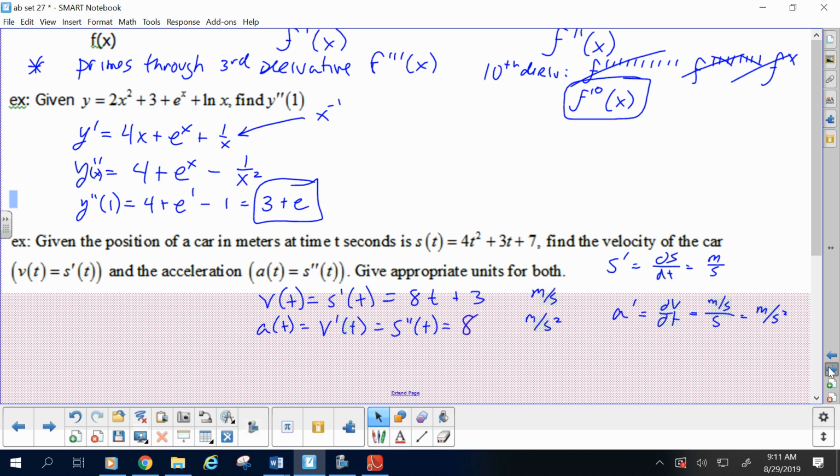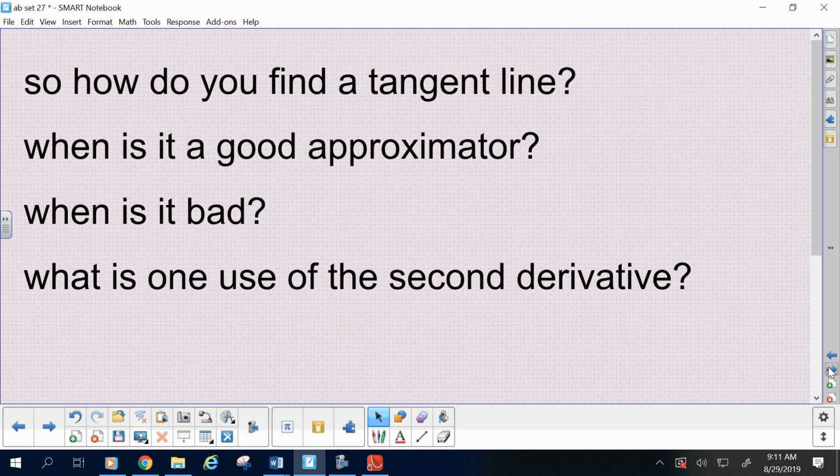Okay. So check for understanding. How do you find a tangent line? Point, slope, point, slope. When is the tangent line a good approximation? When it's close. What you're trying to estimate is close to your point of tangency. When is it bad? Far away, especially when the curve is really curving fast and you really get a bad estimate. And what's one use of the second derivative? Acceleration is the second derivative, among other things.